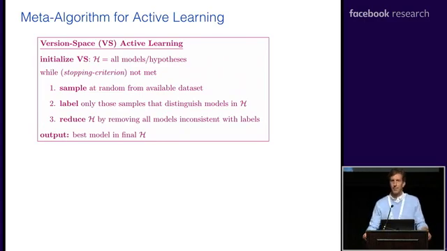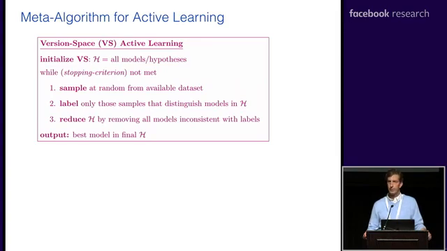Okay, so here is a meta algorithm, if you will, for active learning. It basically works like this. Suppose we have a collection of models or hypotheses. I'll call that script H. So that's the set of all models we're considering. If you want to keep something in your mind, think of all possible linear classifiers in some feature space. And then we're going to iterate over a loop in which at each step we're going to first sample a random sample from the unlabeled data set. We're going to then label only those examples that distinguish models in our current hypothesis class or version space.